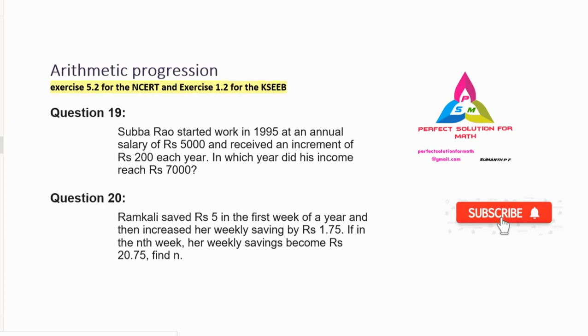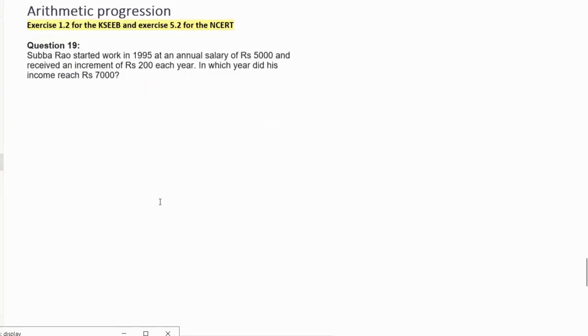The second question, question number 20: Ramkhali saved rupees 5 in the first week of a year and then increased her weekly saving by rupees 1.75. If in the nth week her weekly savings become rupees 20.75, find n. So these are the two questions. Let us solve one by one.